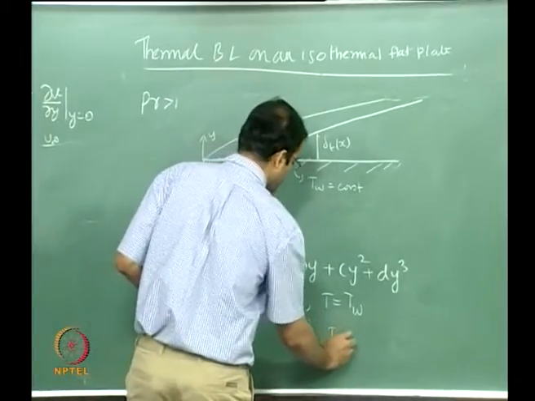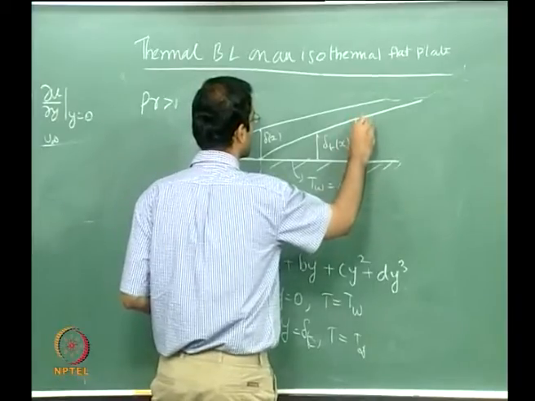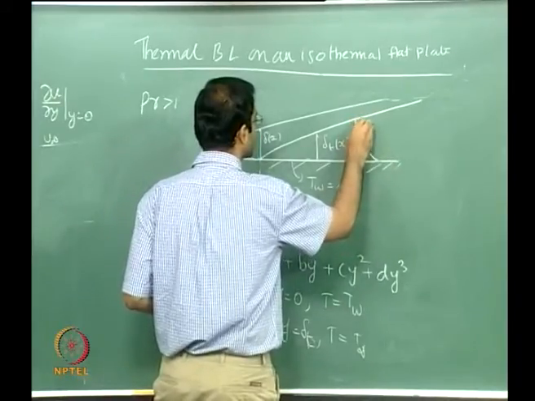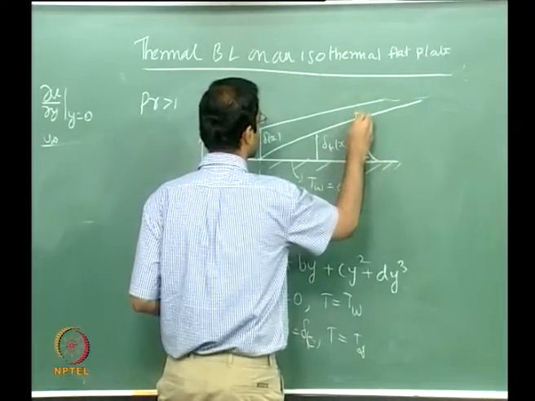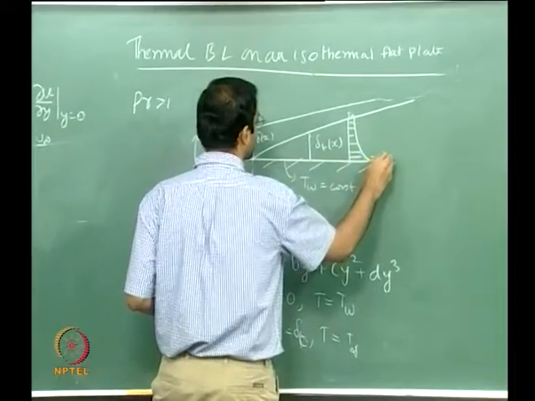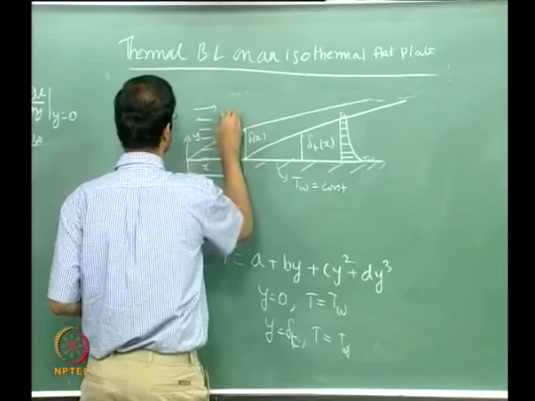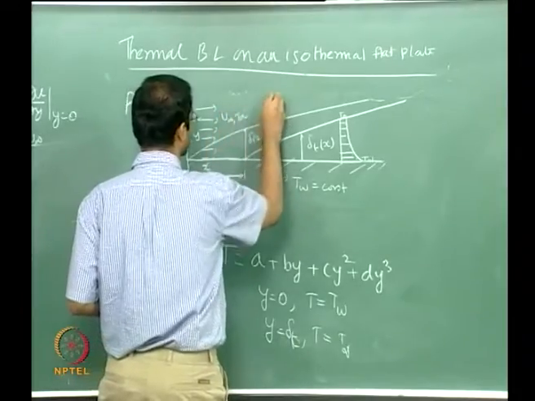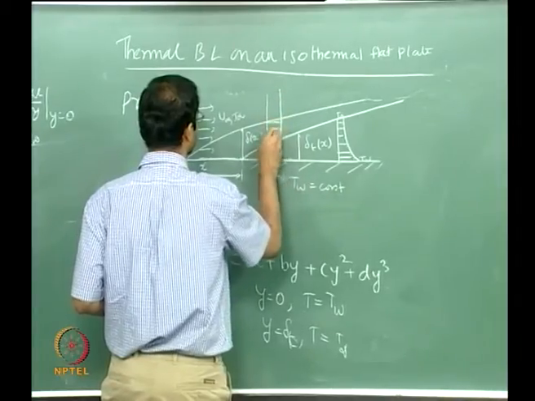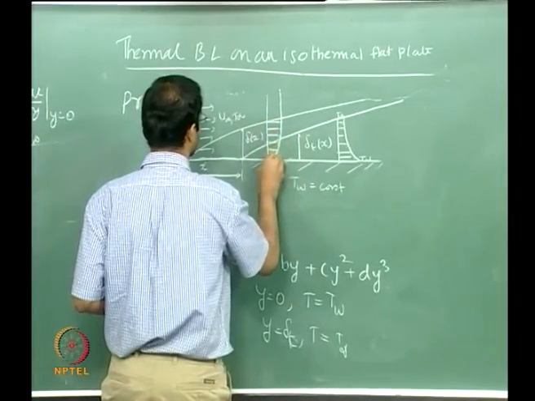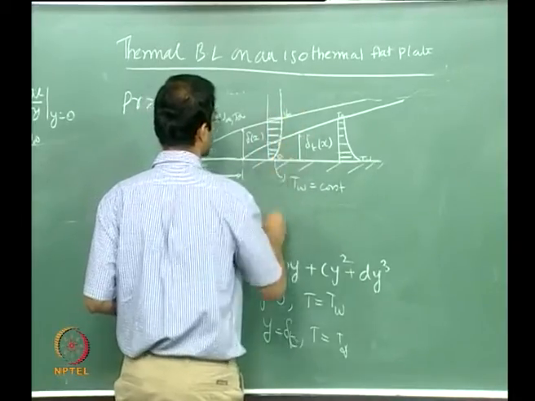T equal to T infinity. Suppose you are assuming that your T wall is greater than your T infinity, so this is your T infinity, this is your T wall. Similarly, with the velocity boundary layer also, this is your U infinity, this is 0.